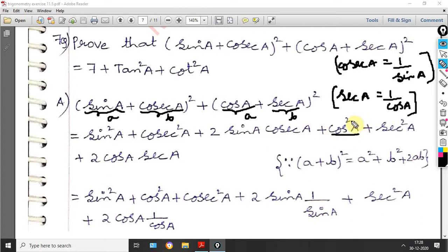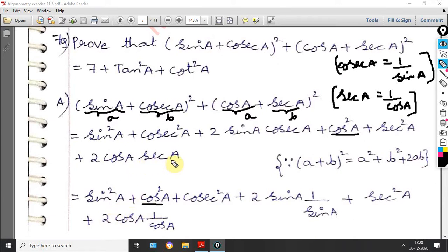Next, this one we wrote here, so we are not writing it again. This is over. So next, what is there? Plus secant square A is left, so we are writing plus secant square A. Next, plus 2 cos A. We wrote 2 cos A.